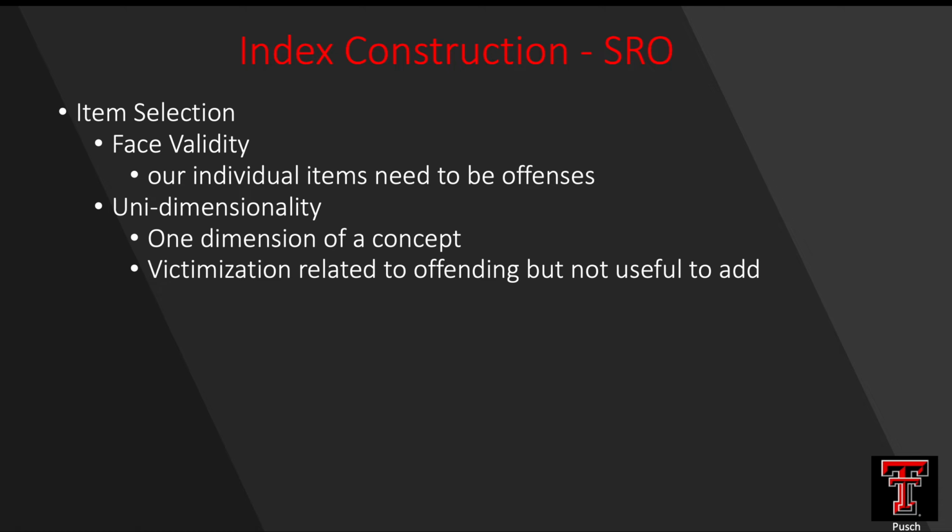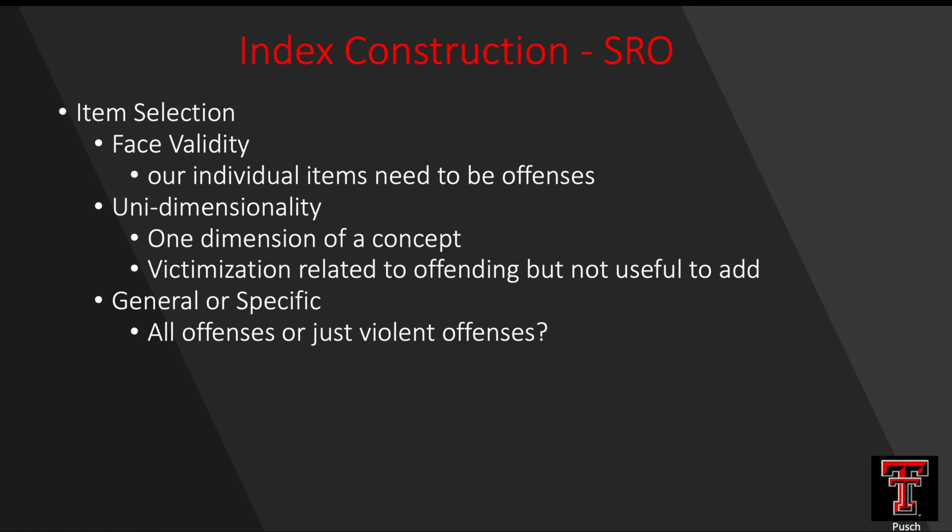The next thing needs to be unit dimensionality, so one dimension of a concept. So when we're making our self-reported offending scale, victimization is really related to offending, but it's probably not very useful to add here. So we want to decide whether we want to be general or specific. Again, there's no right or wrong answer, it's just depending on your research question. So are we picking all offenses or just a subset of offenses? So maybe violent offenses or property offenses.